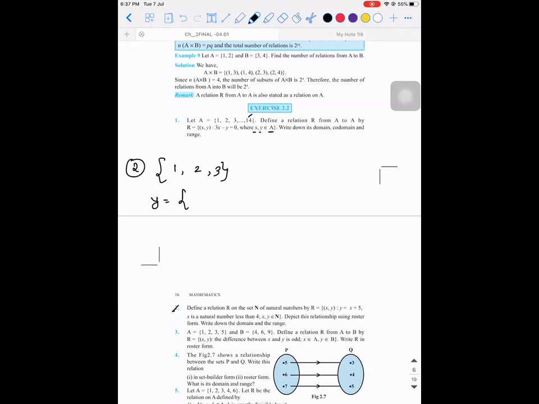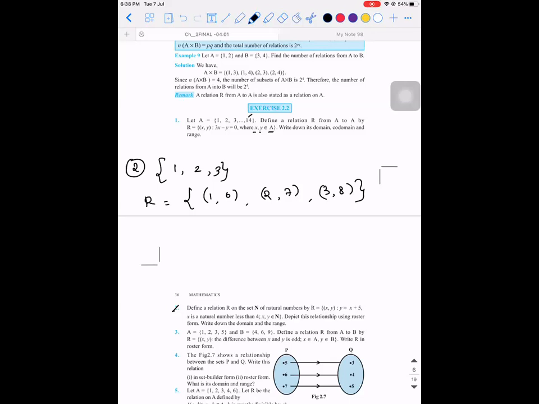6, 7, and 8. So I'll directly write the relation. R is equal to {(1, 6), (2, 7), (3, 8)}. That's it. There is no condition that is imposed on y, only x is a natural number less than 4. So depict this relation using the roster form, and write down the domain and the range.